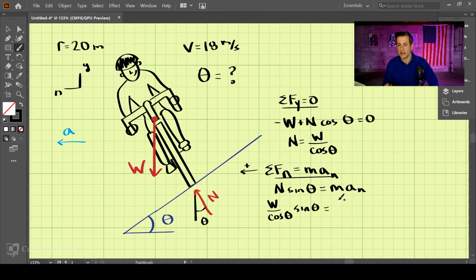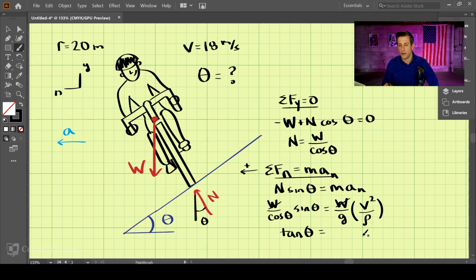And the mass is then equal to the weight divided by g. If we're given the weight, we can divide that by g. And the acceleration in the normal direction is the centripetal acceleration. And if you remember from last chapter, that's v squared over rho, where rho is the radius of curvature. So in our case, that's 20 meters. Now let's do some simplification here. The W's on both sides of the equation cancel out. Sine divided by cosine on this side is actually the tangent of an angle. If you remember, sine theta over cosine theta is tangent of theta.